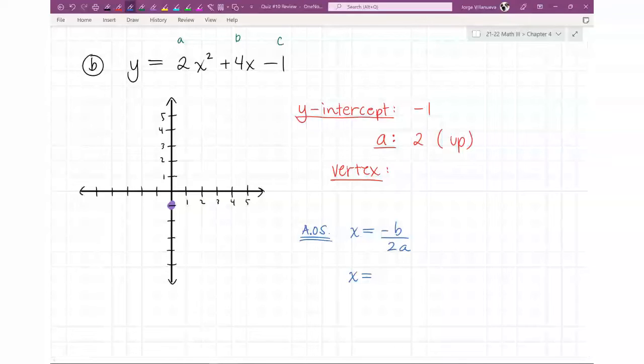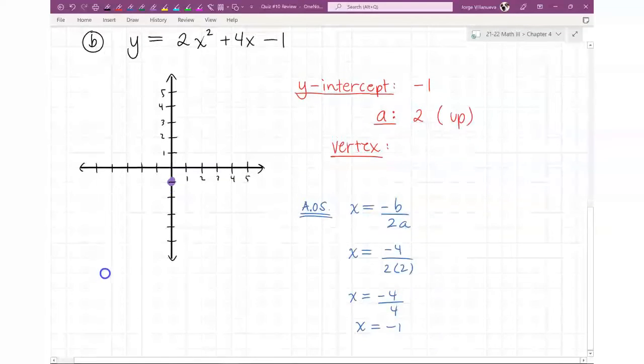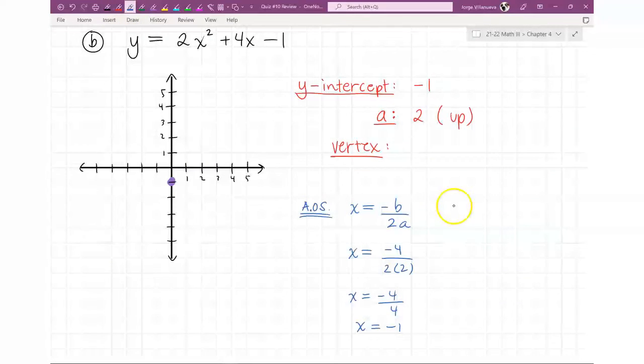Luis Mora, what did you get? -1. All right, let's check it out. So we got -4 over 2 times 2, which is -4 over 4, which is -1. So good. We got -1 for my x value. Okay. So, Eric, where do I plug in that x value to figure out my vertex? Into my equation, right? So let me go ahead and plug it into this equation. Let me rewrite it. That's what I kind of did the other time.